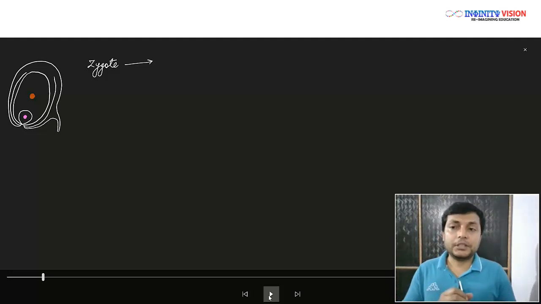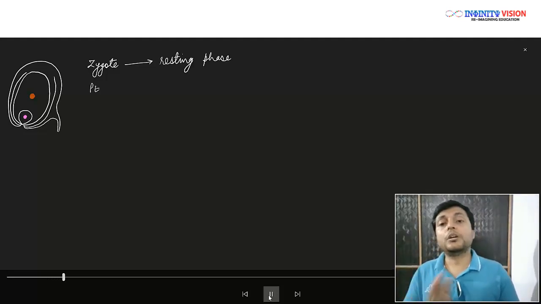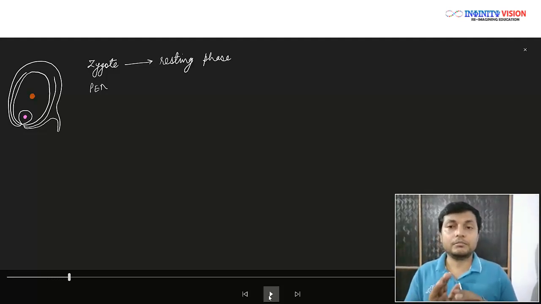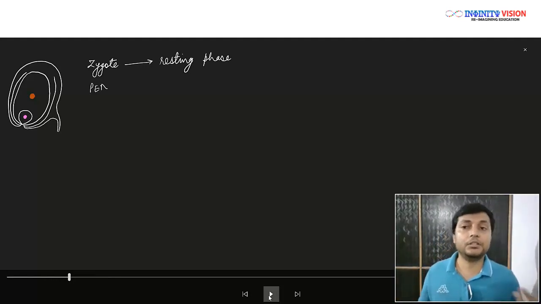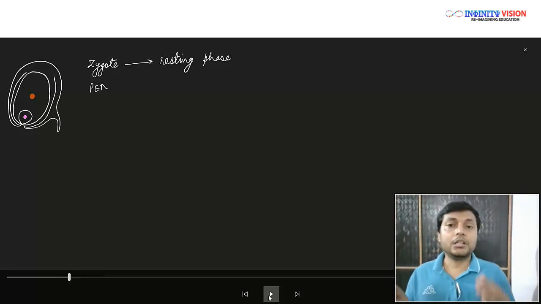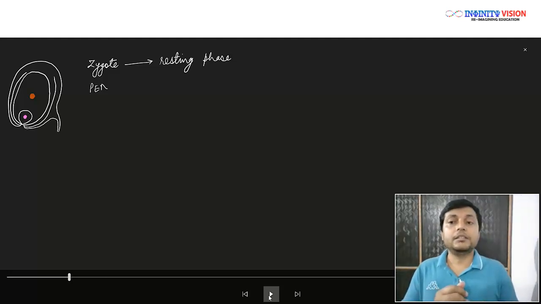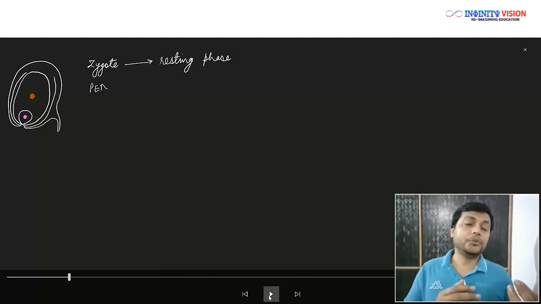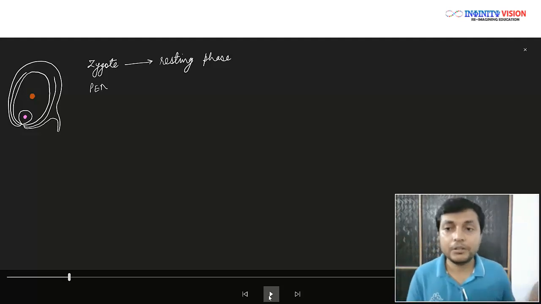Now, immediately after fertilization, the double fertilization event, what happens is the zygote undergoes a resting phase. Okay, so the zygote does not immediately start to divide and develop into embryo. No, it does not happen. The zygote undergoes a resting phase, and only after this resting phase does the development of zygote occur to form embryo, not before that. Okay, so the zygote is undergoing a resting phase.